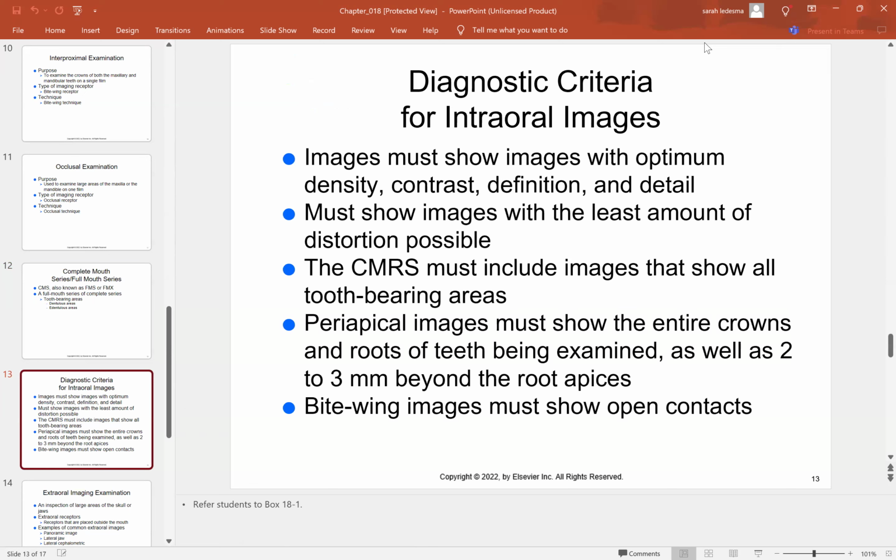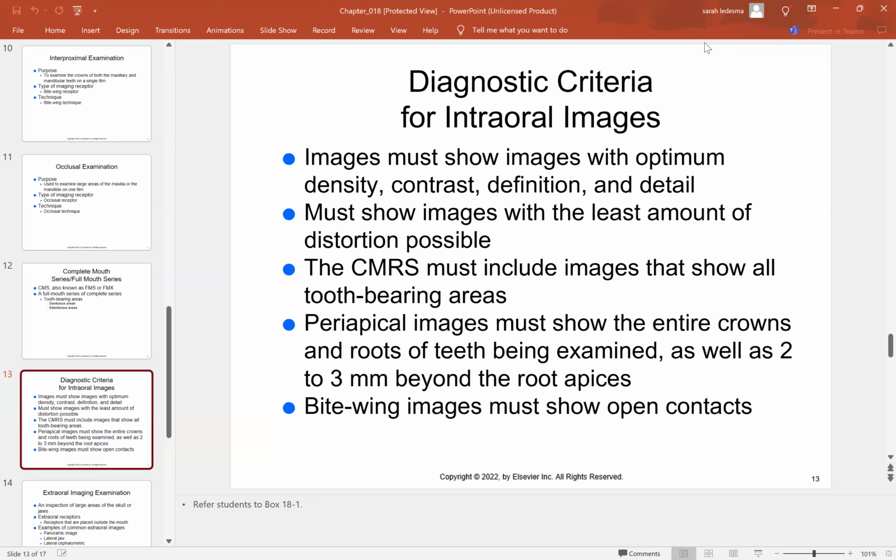Diagnostic criteria for intraoral images. Our images must show optimum density, contrast, definition, and detail. They must show images with the least amount of distortion possible. The CMS must include images that show all tooth-bearing areas.